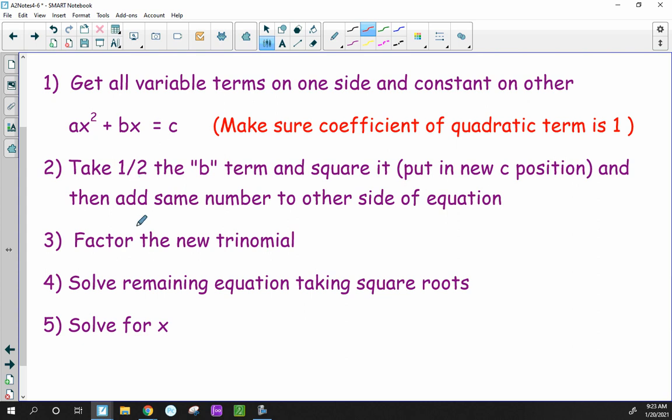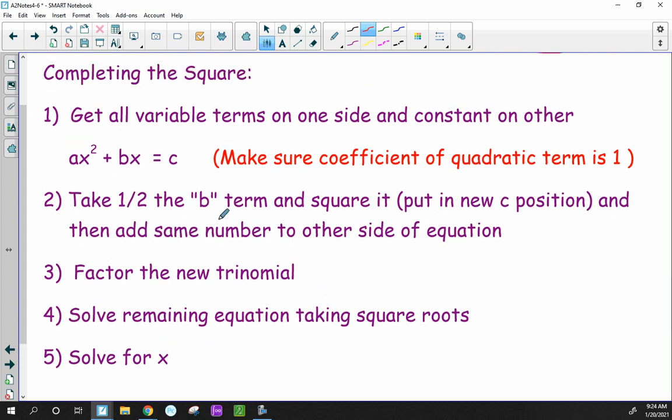You're going to create a problem on the left in front of the equal sign that's a new trinomial. That new trinomial should factor now, so you're going to factor it using a process from the past. It could be a GCF, trinomial method, something like that. And then once you factor, you're going to solve step 4. Solve the remaining equation by taking square roots. And then number 5, you're going to solve the equation for x.